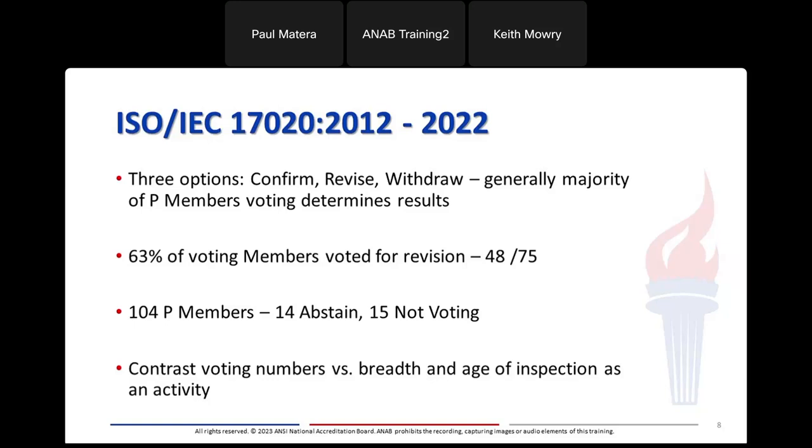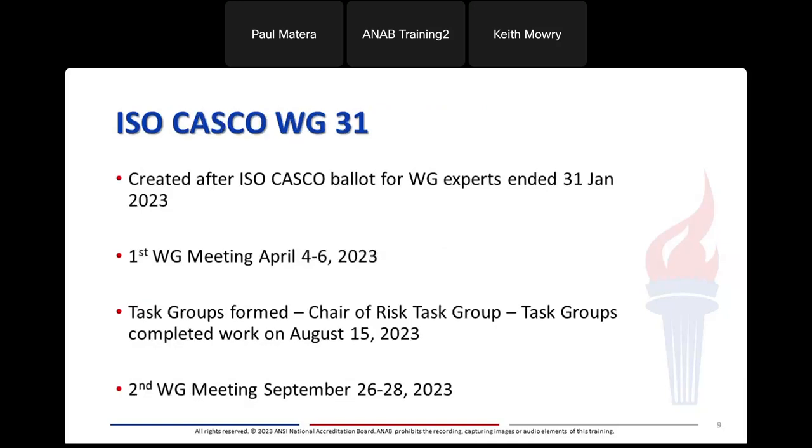Well, if we go to the next slide, after that systematic review was completed, ISO CASCO set up Working Group 31 and asked for experts from all the CASCO member countries to participate in the revision of 17020. There's a rule in ISO CASCO that only 3 individuals from each country can participate in a working group. And Paul Matera from ANAB was named as one of the 3 experts from the United States to participate on this working group to revise 17020. And I'm going to turn it over to Paul now, and he will talk you through some of the more interesting issues and questions that are currently under consideration in that revision process. So take it away, Paul.